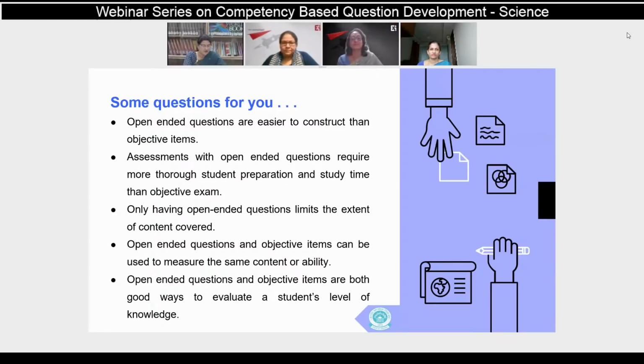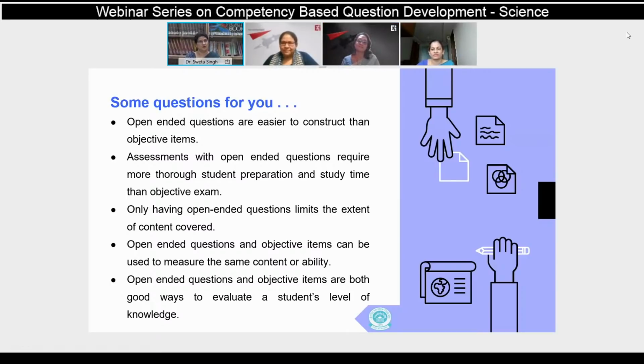Correct. Agree with you. And the last statement is that open-ended questions and objective items are both good ways to evaluate a student's level of knowledge. Absolutely. Absolutely. So Gayatri, we all agree with this, I think.